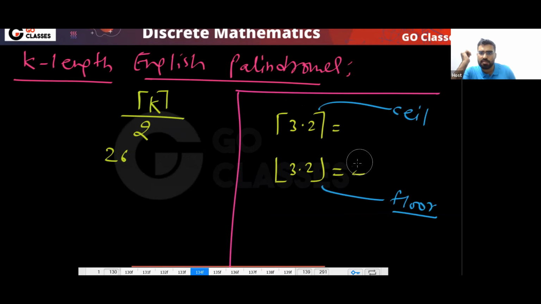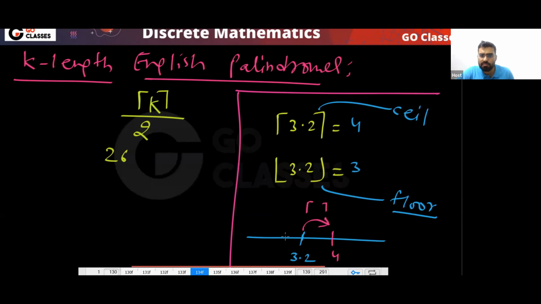So the ceil of 3.2 will be 4, and the floor of 3.2 will be 3. If you are at 3.2, then ceil will take you to the right and floor will take you to the left. They will take you to the nearest integer. Ceil will take you to the larger nearest integer. Floor will take you to the smaller nearest integer.